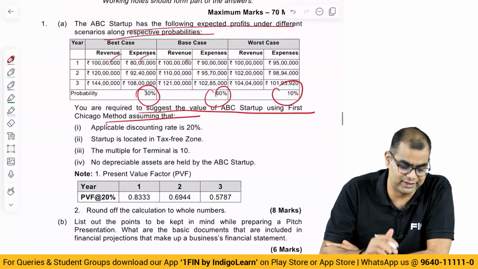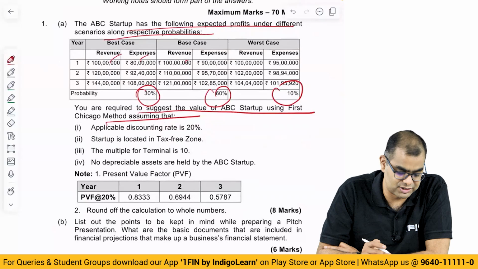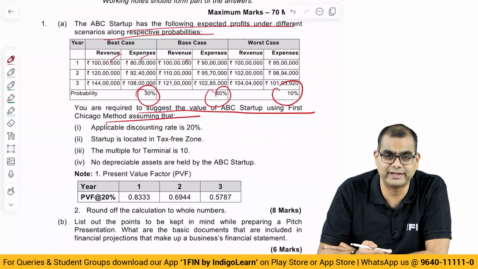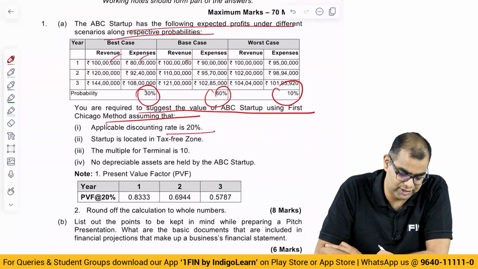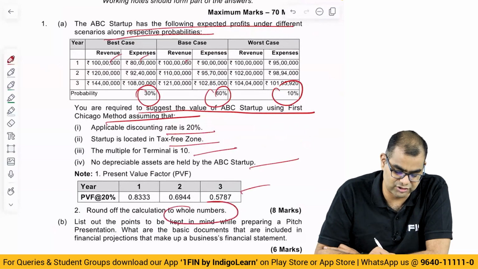We will see this, but because this kind of a question is not in the material, it is a very, very simple problem. We will solve this. Discount rate is 20%. Startup is located in a tax-free zone. Terminal multiple for terminal value is 10. No depreciable asset held by the startup. Present value factors are given. Round off calculations to whole numbers.